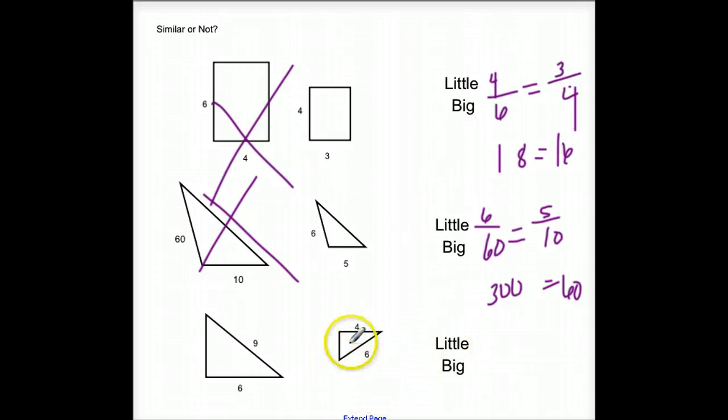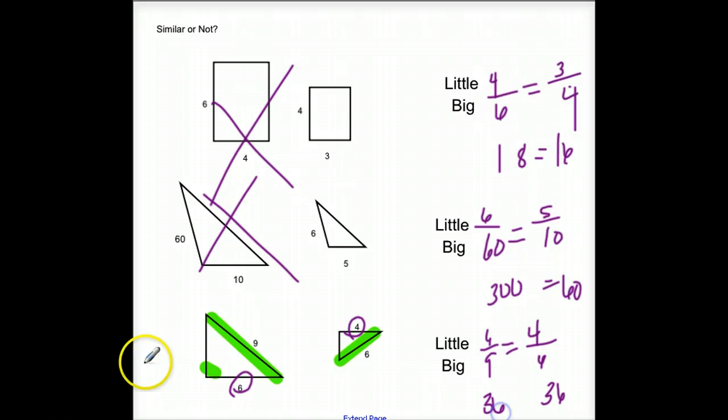Last one. This one's tricky because this little triangle is turned. So if we highlight corresponding sides, this long side here that's opposite this right angle is actually this side down here. So if I write a ratio for little to big, it's 6 to 9, set equal to my long side 4, which is actually with this 6. 4 to 6. Well, 6 times 6 is 36, and 4 times 9 is 36. These are similar triangles because their proportions equal each other.